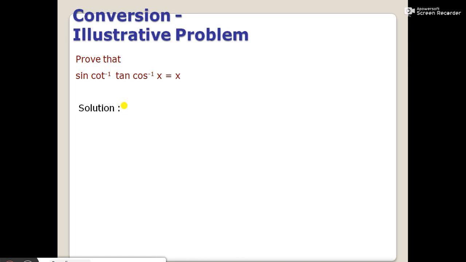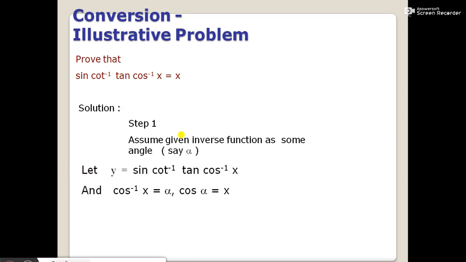Now we have another: prove that sine of cotangent inverse of tangent of cos inverse x is equal to x. First of all, we have to assume that is some angle. That means y is equal to sine of cotangent inverse tangent of cos inverse x. The first step, we assume that is equal to y. And here cos inverse x, let it be alpha. It means cos alpha is equal to x.